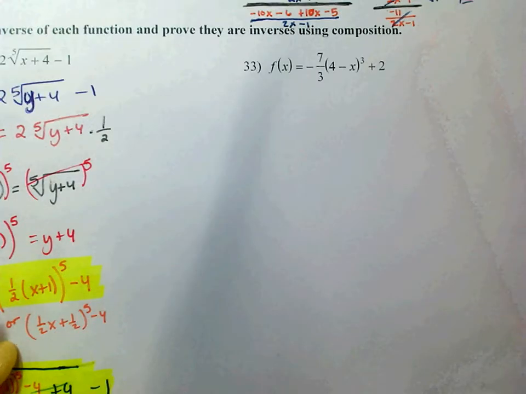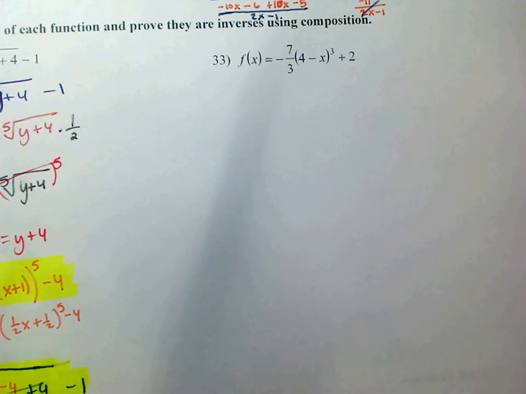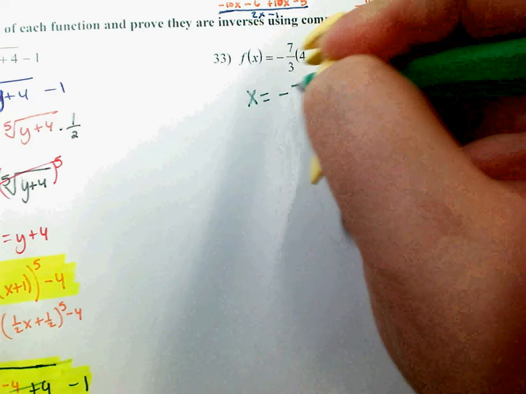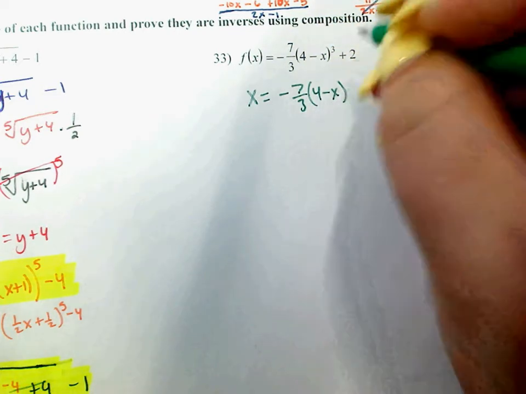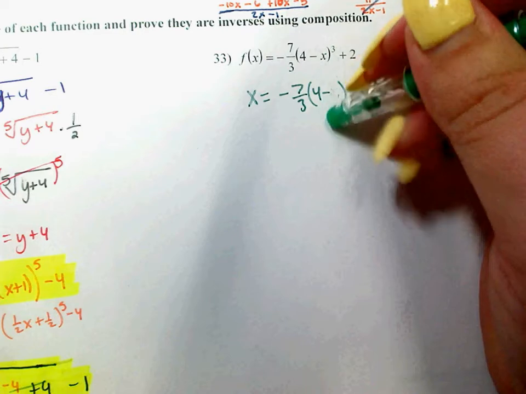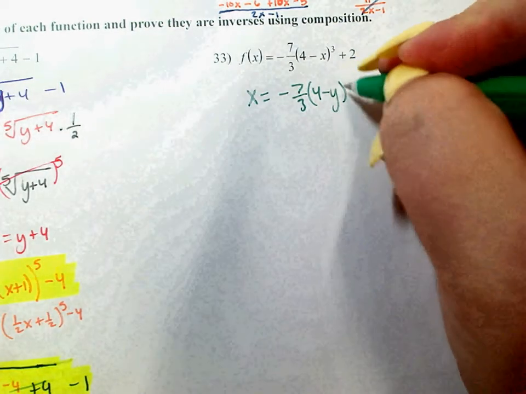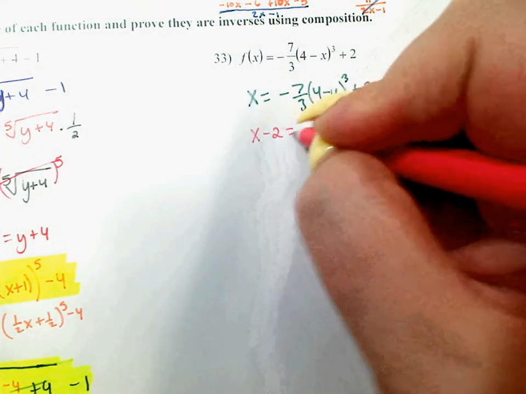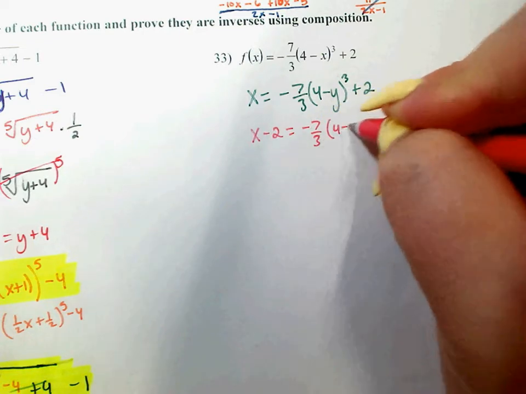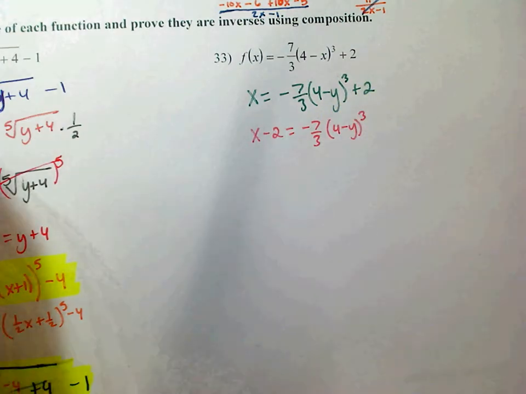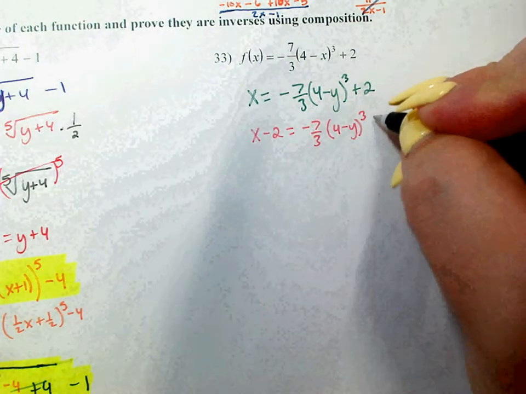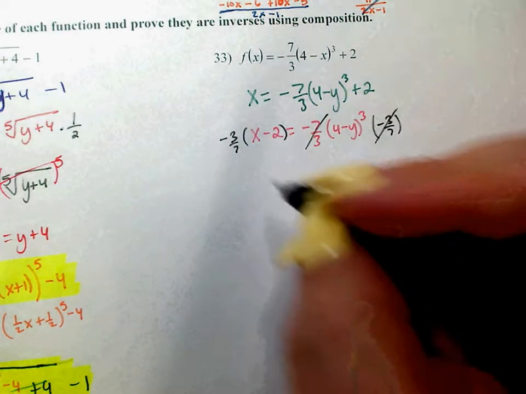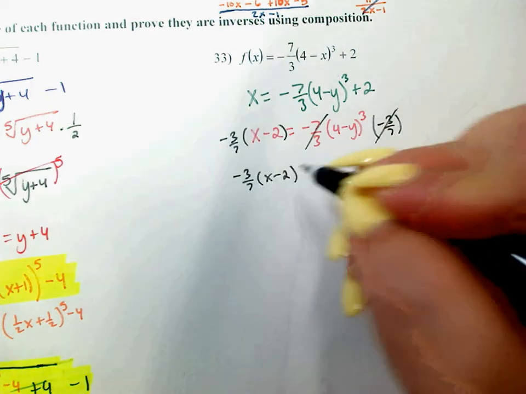Alright, so I'm going to start by switching the variables. x equals negative 7 divided by 3 times the quantity 4 minus y, cubed, plus 2. Okay, I'm going to subtract the 2 over. I'm going to multiply by negative 3 sevenths. So negative 3 sevenths times the quantity x minus 2 equals 4 minus y, quantity cubed.